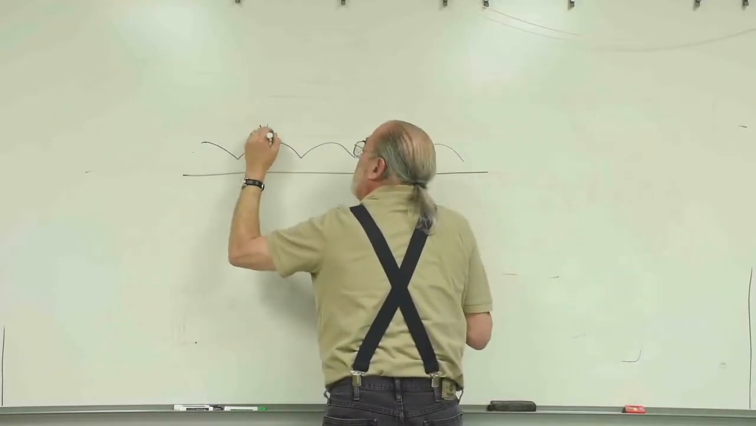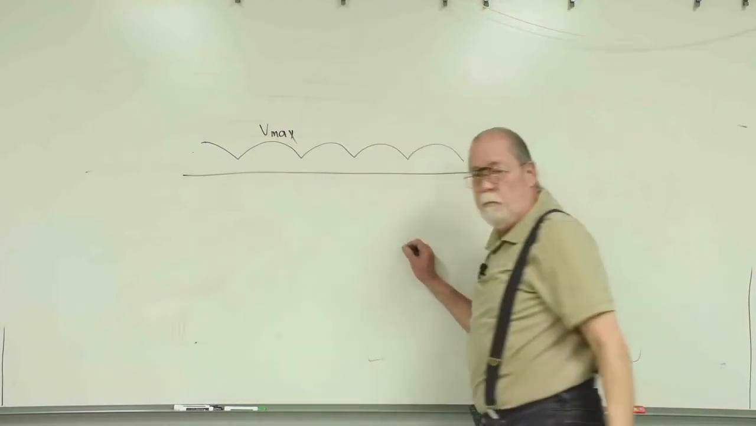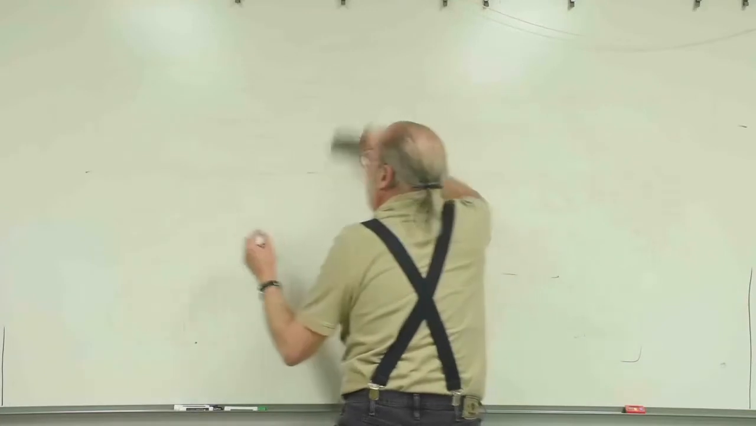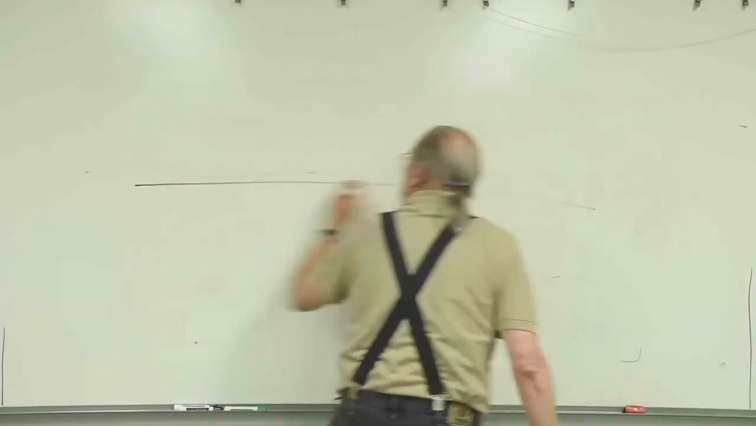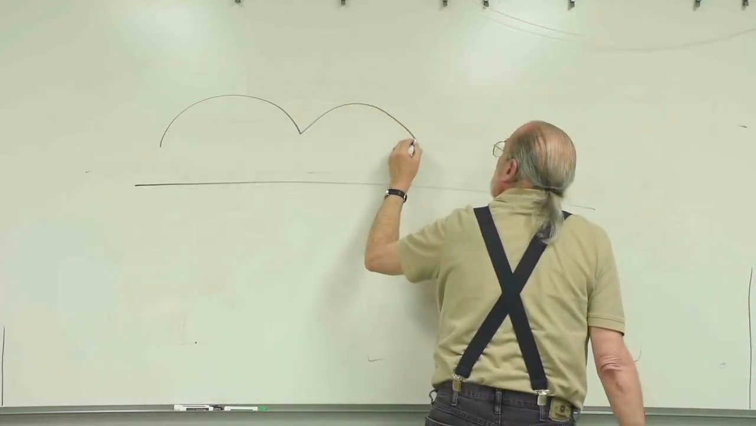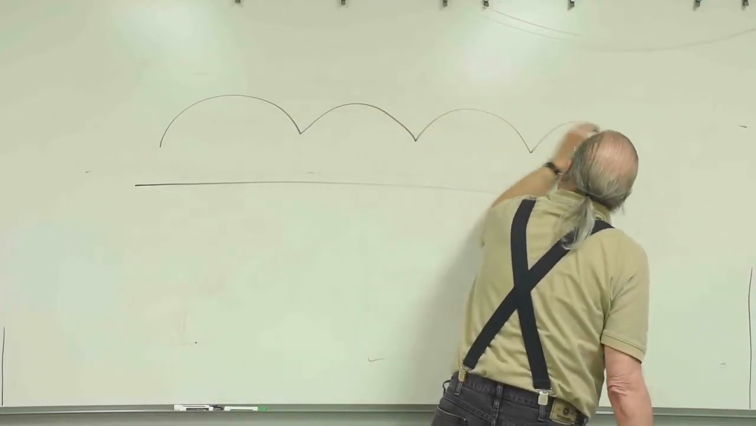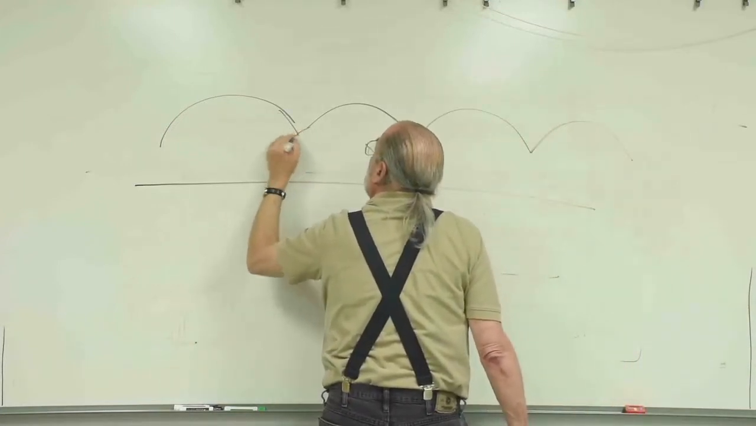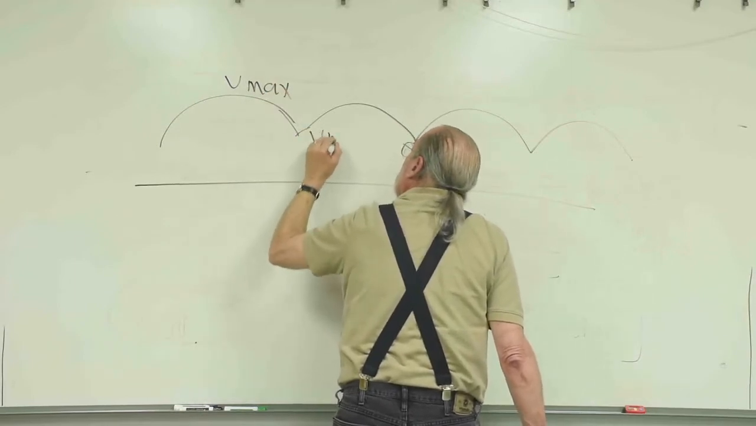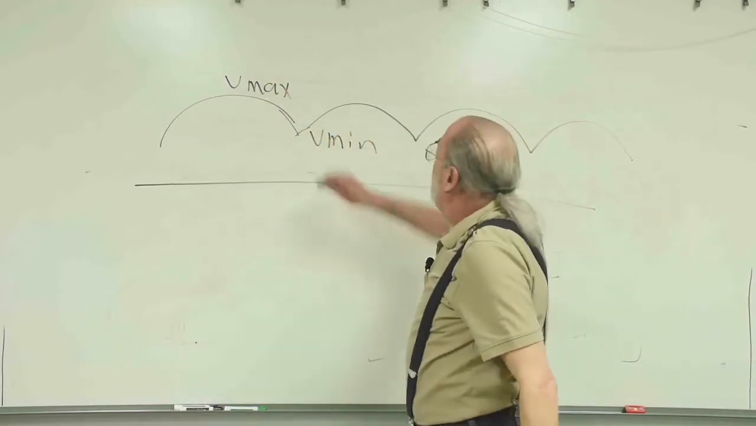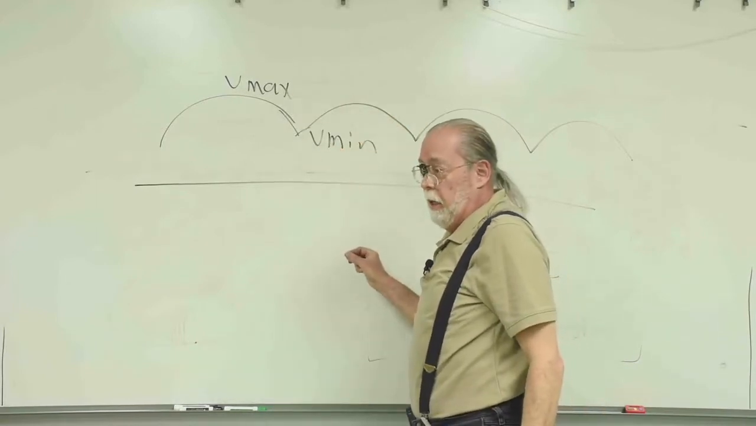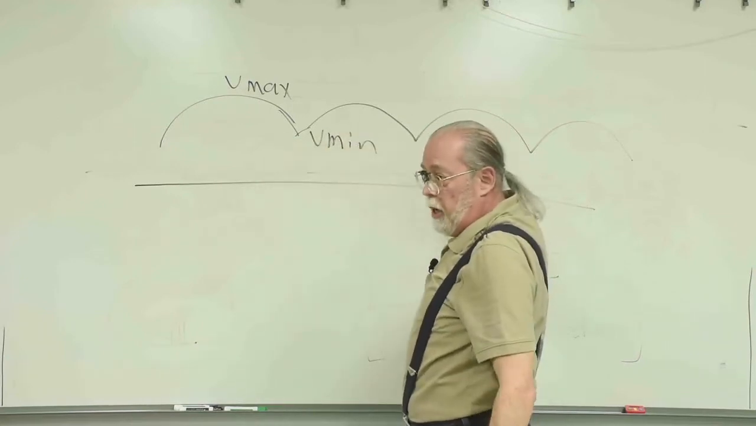If this is the maximum voltage, let me make this bigger so you can see it better. Got to make things big. So we got this, not quite. This is V max, and this is V minimum. The deeper this dip, the larger the standing wave. If there was no dip, there would be no standing wave.